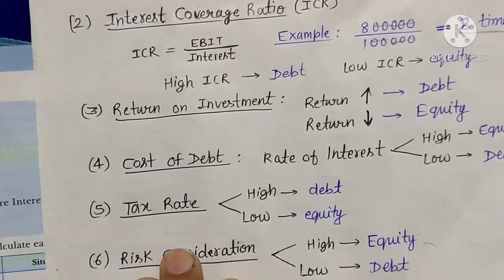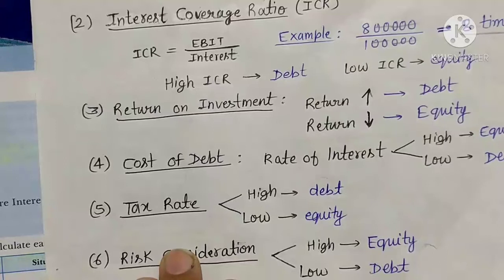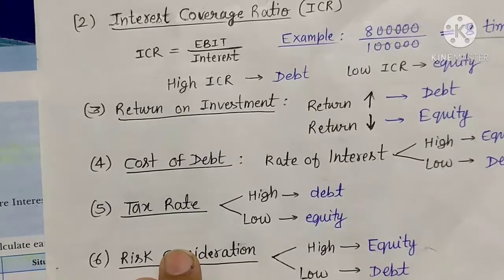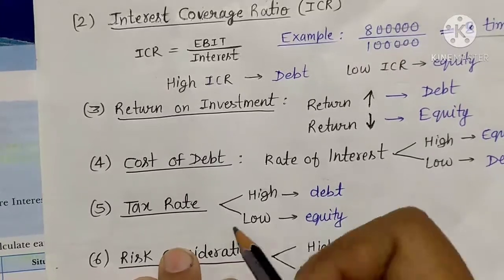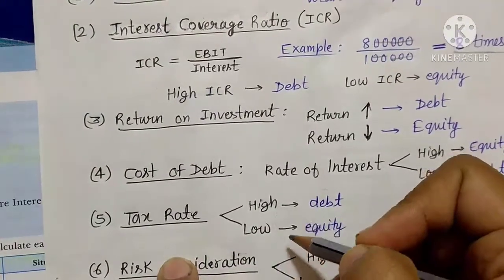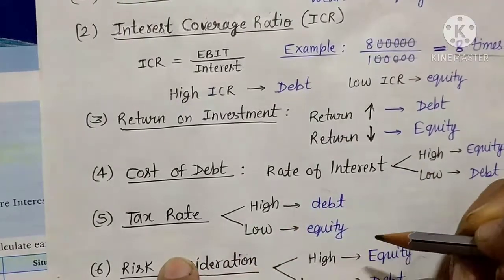About tax rate, we have learned in our previous video that if we have more debt, then we have to pay less tax, and if we are not having debt, then we have to pay more tax. So in the case of tax rate, if the tax rate is high, then we should go for debt, and if the tax rate is low, then we should go for equity.